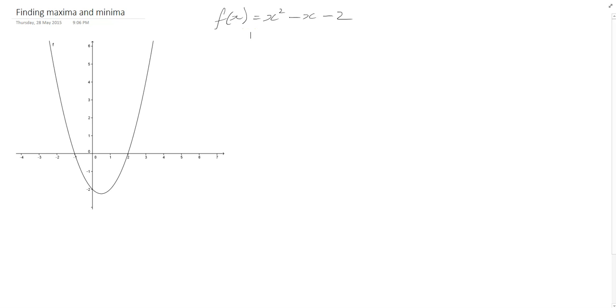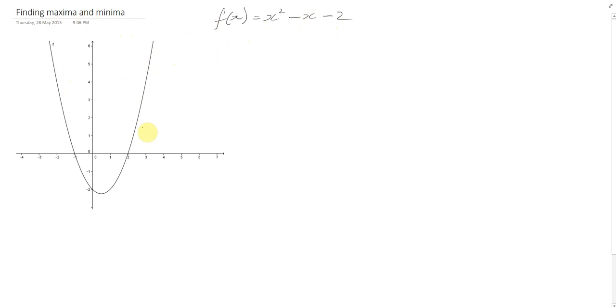Alright, g'day everyone. Next up is the second application for differentiation that we want to look at. And that's all about finding the maxima or the minima of functions. So here's a parabola with the function of x squared minus x minus 2.